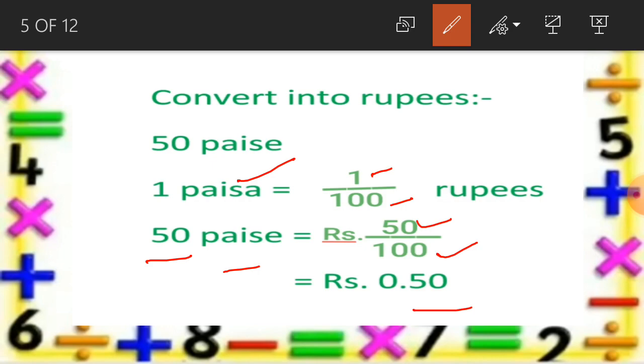Here you can see there are 2 zeros. We will put the point before 2 digits.